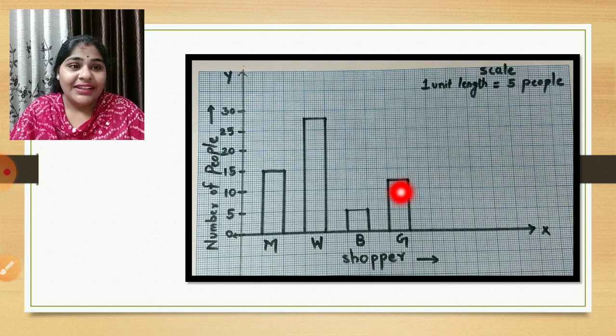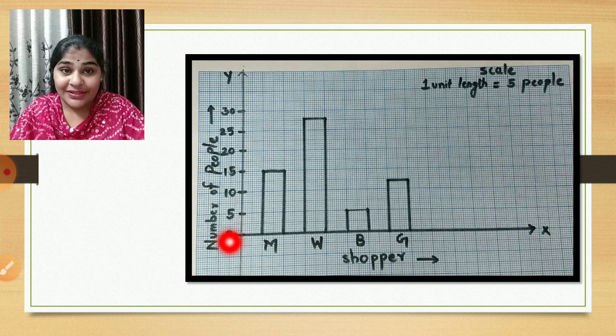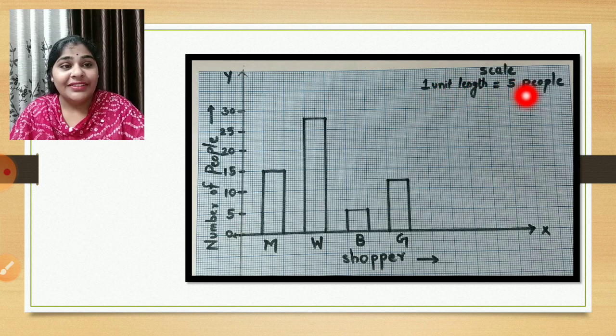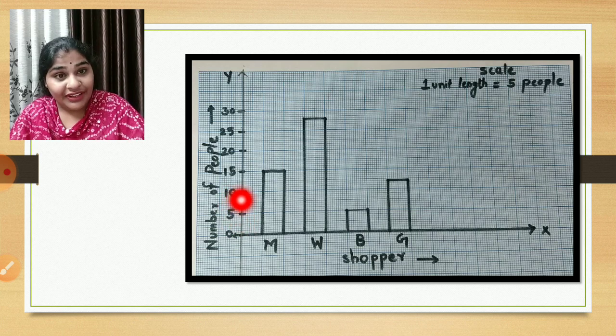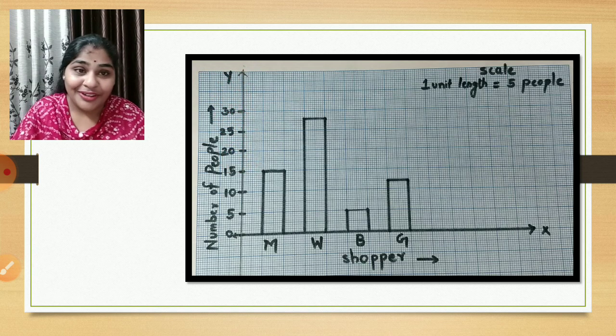On the darker lines, the dark green lines, you will take your x-axis and your y-axis, and the point where the x and y intersect is the 0 point. From there, I'm taking 1 unit length equal to 5 people. So 1 centimeter is 5. The next one will be 5 plus 5, 10. The next will be 15, 20, 25, 30, 35, 40, and so on.